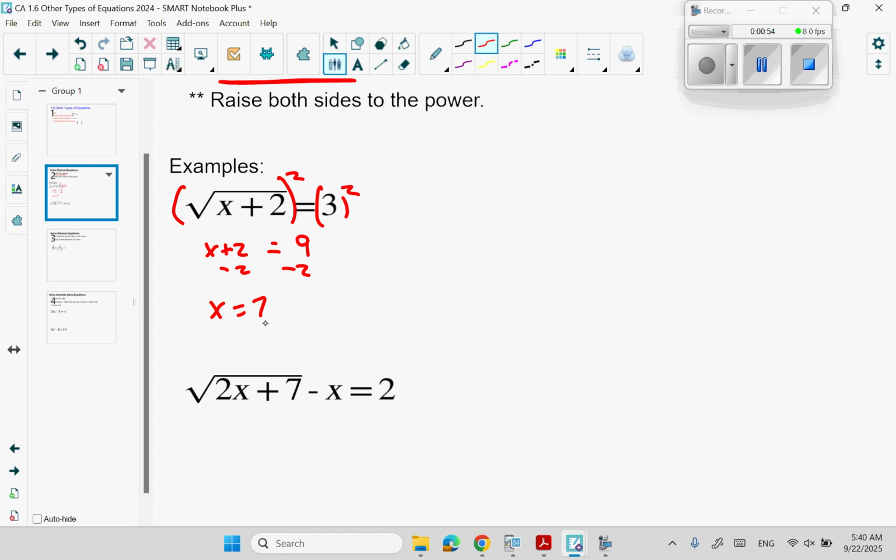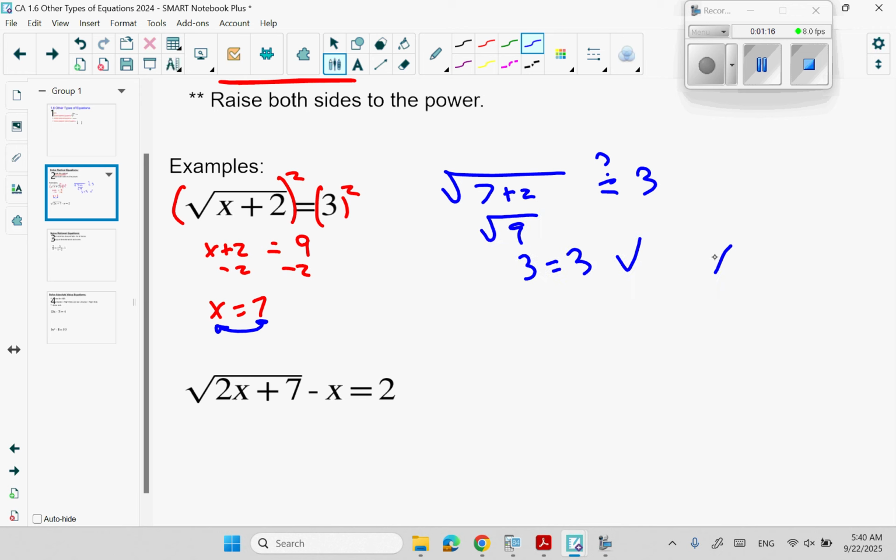Now, whenever we're doing square roots, it's important we test our solutions because some wonky things can happen. So let's test our solution by plugging in 7 for x. So let's test square root of 7 plus 2. Does it equal 3? Well, 7 plus 2 would be 9. The square root of 9 would be 3, so this works out. So x equals 7.